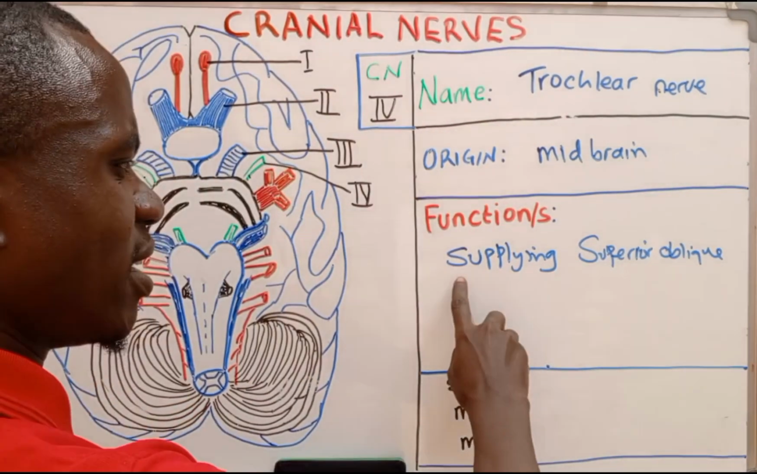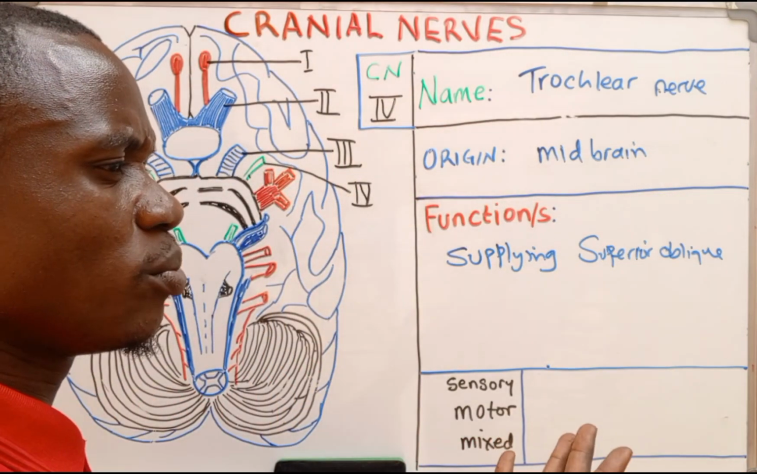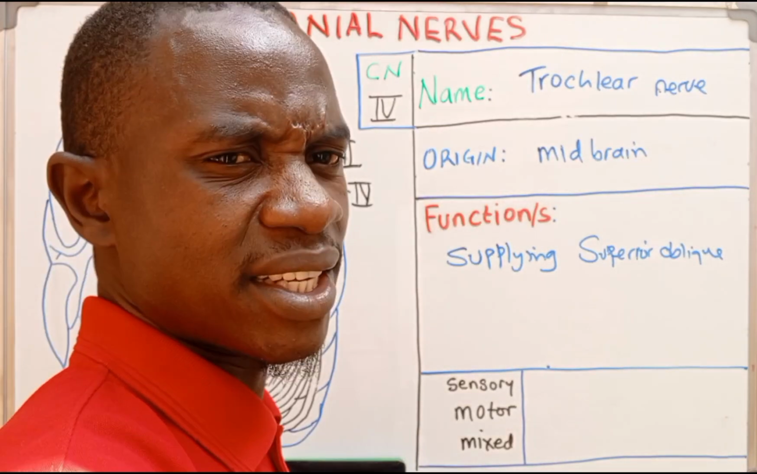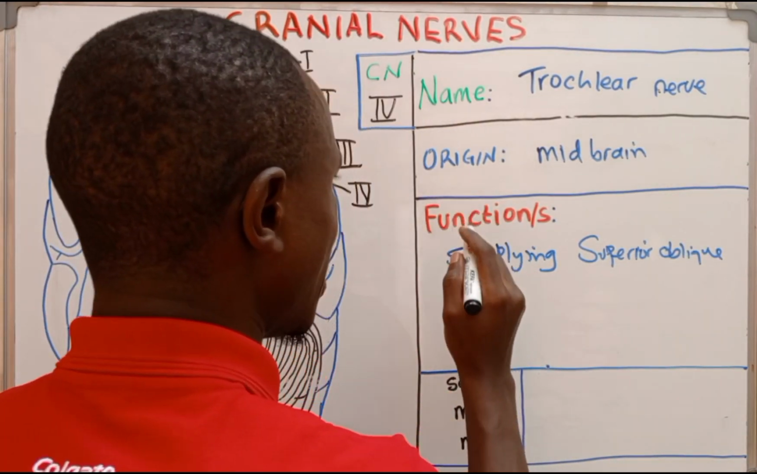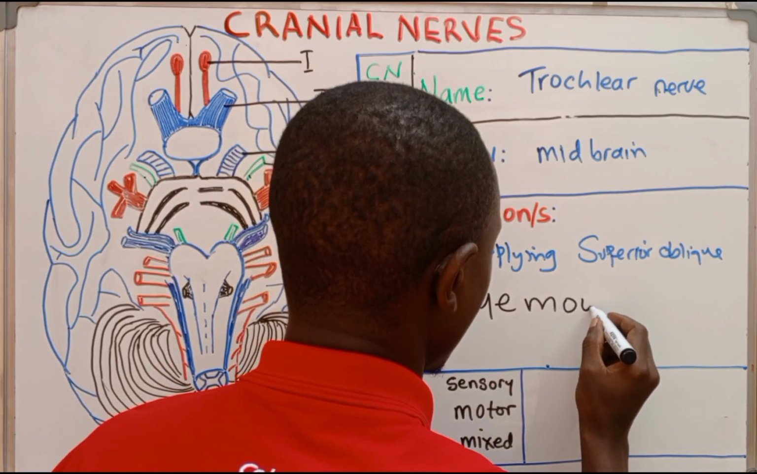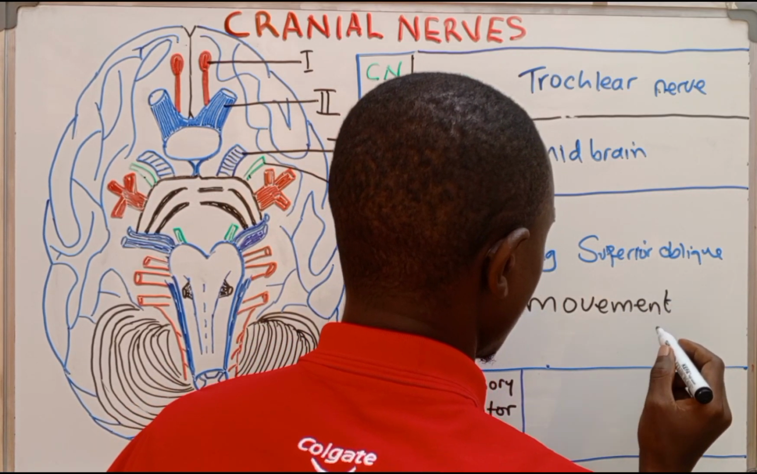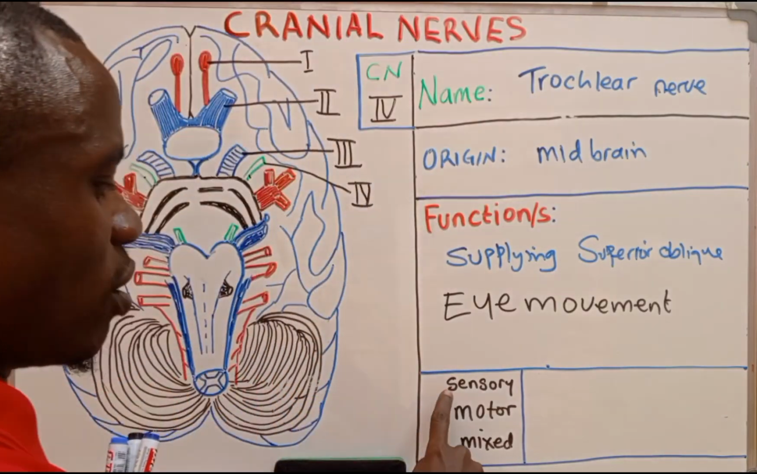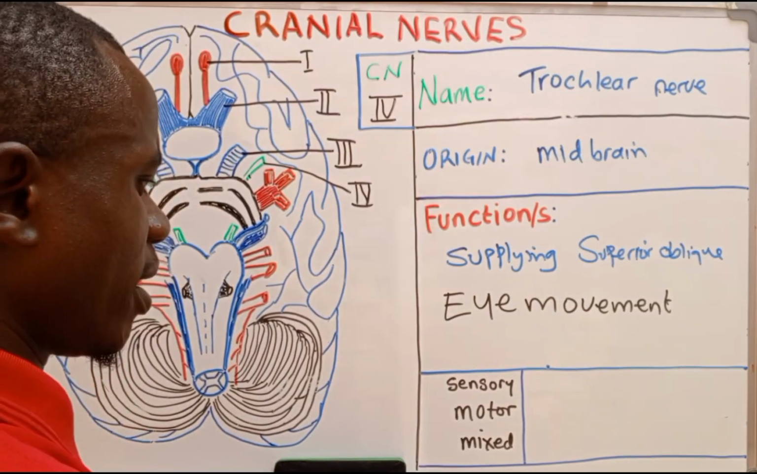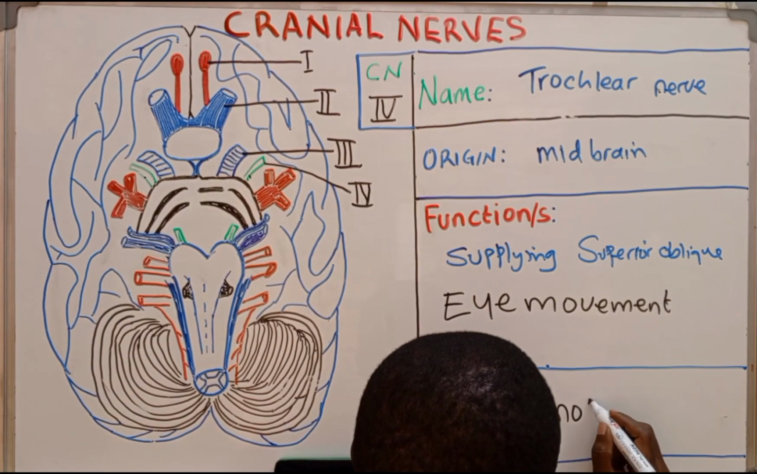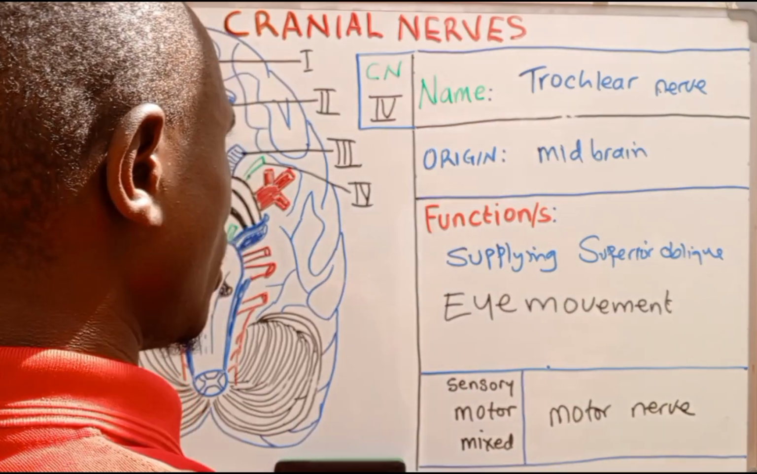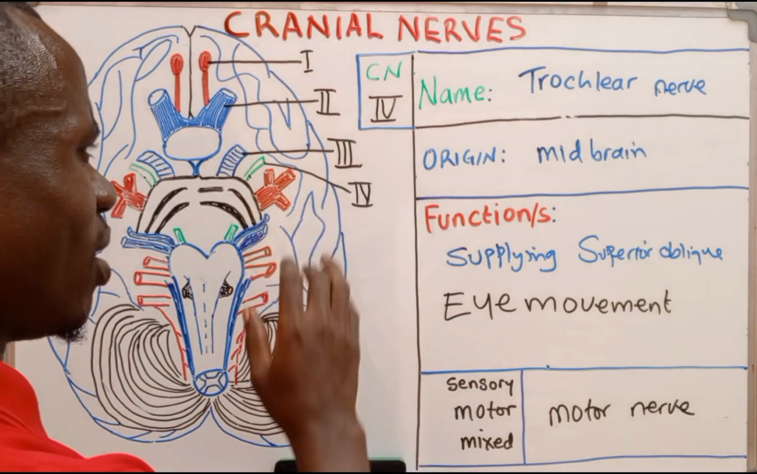And of course, if you are supplying the superior oblique, this superior oblique is going to be helping in the rotation of the eye, like by depressing it down. So in that way, we are going to be seeing that the trochlear nerve is also going to be aiding in eye movement. So now, which kind of fibers are we going to be finding in the trochlear nerve? It is also going to be a motor nerve. So that's the little information you need to note about the cranial nerve number 4.